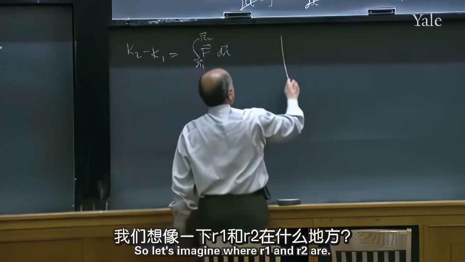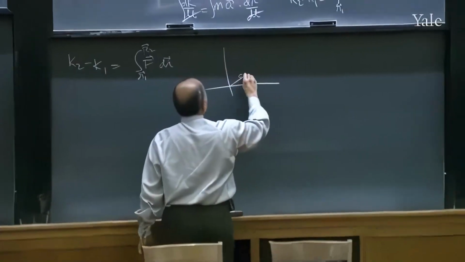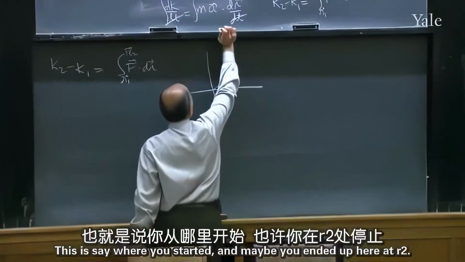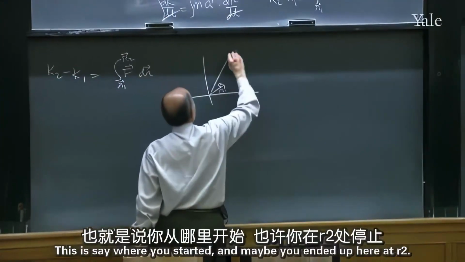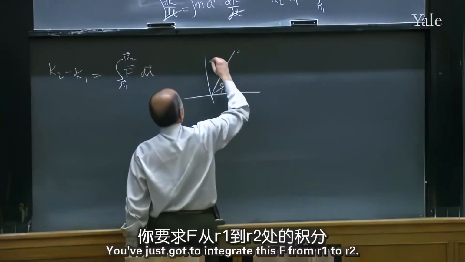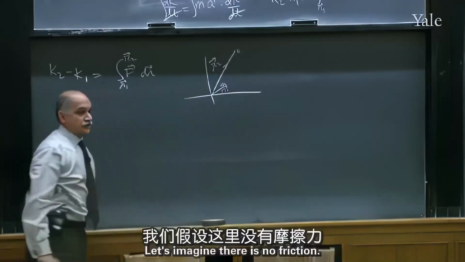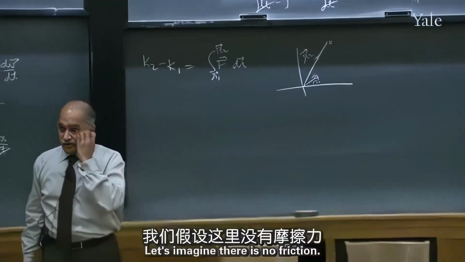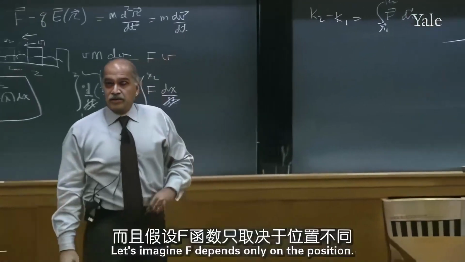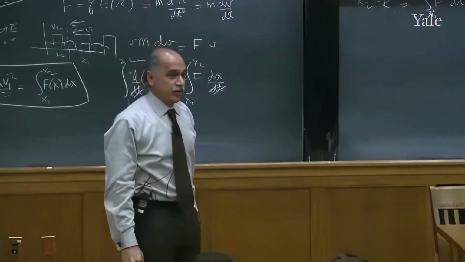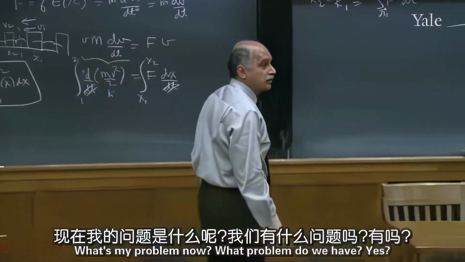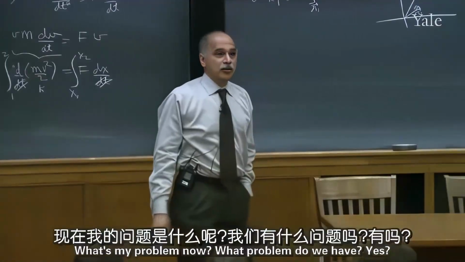So let's imagine where r1 and r2 are. This is, say, where you started, and maybe you ended up here at r2. You just got to integrate this f from r1 to r2. Let's imagine there is no friction. Let's imagine f depends only on the position. What's my problem now? What problem do we have?